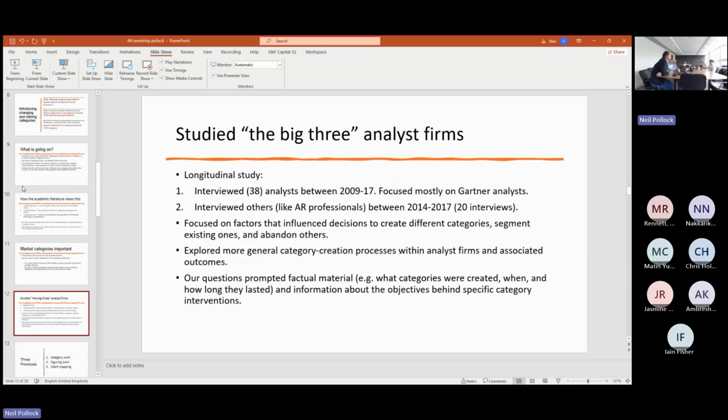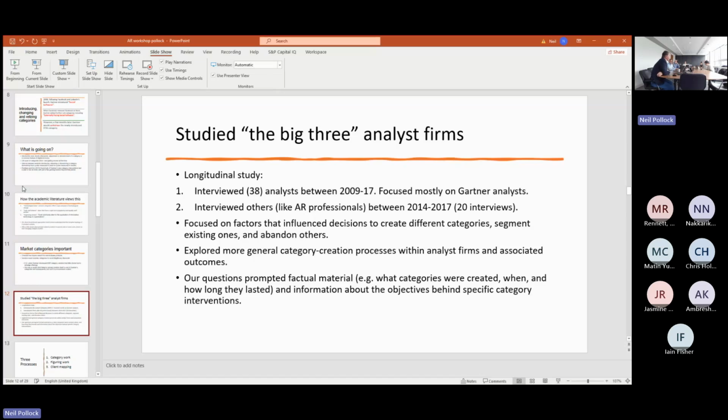And so what we did, we looked at the big three, IDC, Gartner, and Forrester, and we interviewed analysts over quite a long period of time, so we could see some of their initial categories being created, and then we could see what happened to them afterwards. So we could actually follow them over several years. And then we also interviewed people to understand what impact these categories would have on vendors.